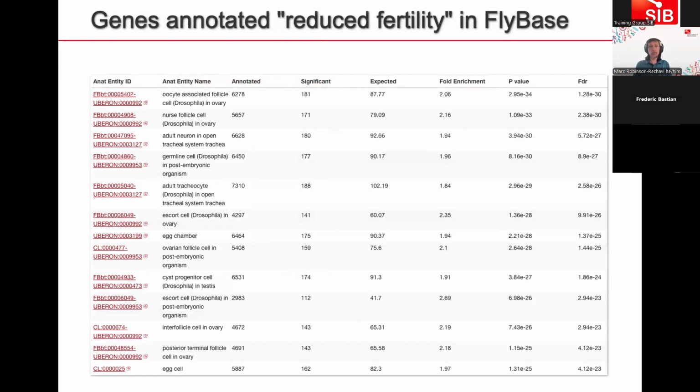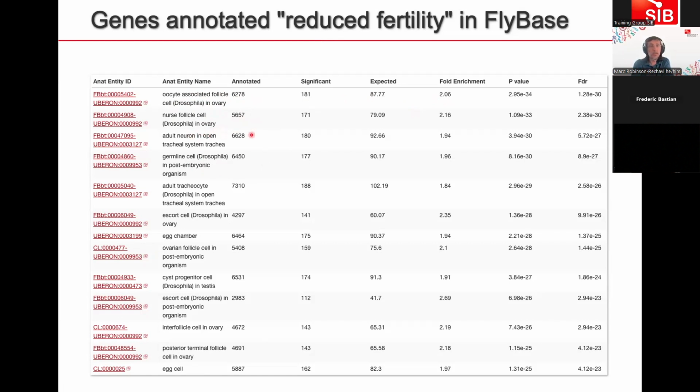So here, for example, I went to FlyBase, the model organism database for Drosophila melanogaster, and I asked for all the genes where when there's a knockout or a knockdown, you have a phenotype which affects fertility. So you have reduced fertility. And what do I find? I'll make my pointer more visible. There. I find that the genes are highly enriched in expression in cells associated to reproduction, which you expect. So oocyte-associated follicle, nurse follicle cell, germline cell. This makes a lot of sense. A lot of genes are expressed in the reproductive system. If you mutate them, you will get infertility or reduced fertility.